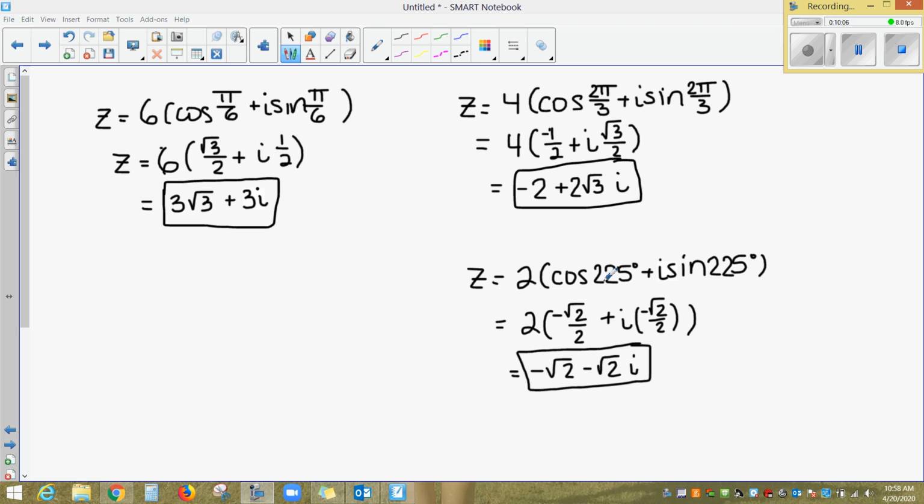225 is in the third quadrant, and so I will go left and down to get to that value, and so I'm in the right place. That can help me catch a mistake if I've made one here with my signs.